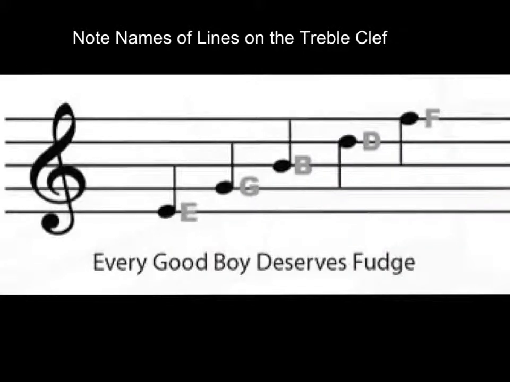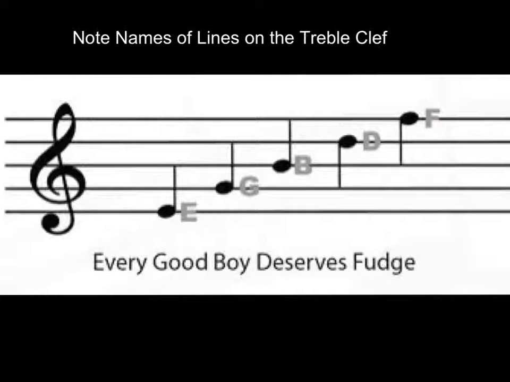Now each one of those lines will actually be given a letter name. As we all know, the music alphabet consists of A, B, C, D, E, F, G. So it will be one of those letters. In the treble clef, the bottom line is always E. Second line is G. Third line is B. Fourth line is D. And the fifth line is F.